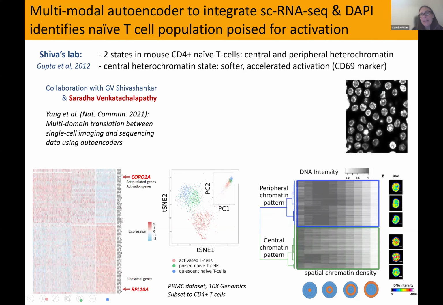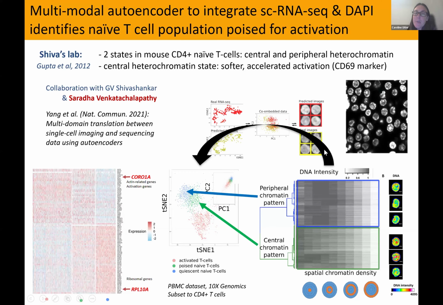And so now we use exactly this autoencoder model in order to link the distributions together in the latent space. And that gives you a mapping from one modality to the other at the single cell level. And so now we can translate between these DAPI-stained images and single cell RNA-seq and ask, where do we end up?